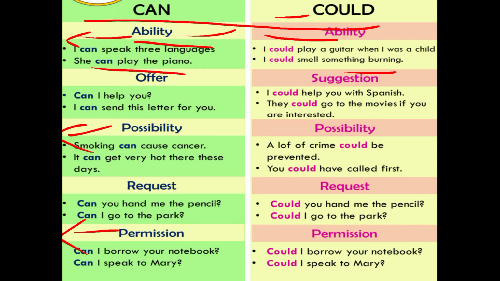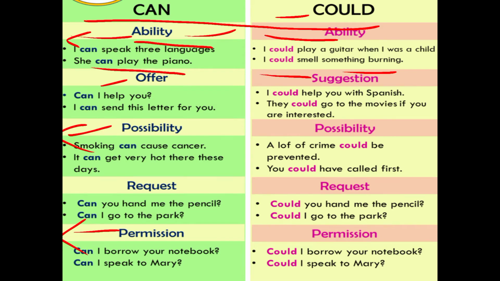Now come to the next thing, that is offer. So when you are offering something or when you are getting an offer, so "Can I help you?" you are just giving an offer to someone. "So I can send this letter for you." So this is a kind of offer also. So if you get any offer, so you have to use can.